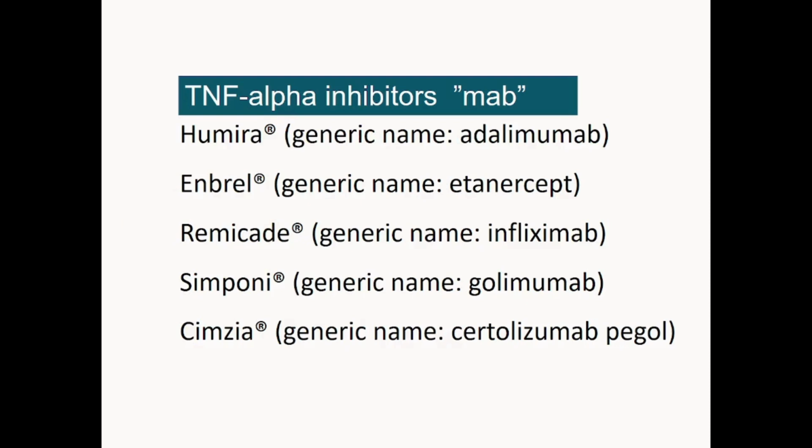Like all biologics, here are some examples: Humira, whose generic name is adalimumab, Enbrel, etanercept, Remicade, infliximab, Simponi, golimumab, and Cimzia, certolizumab. These are all monoclonal antibodies or protein products that have to be stored in the fridge to maintain the stability of those products. And all of them are injections.